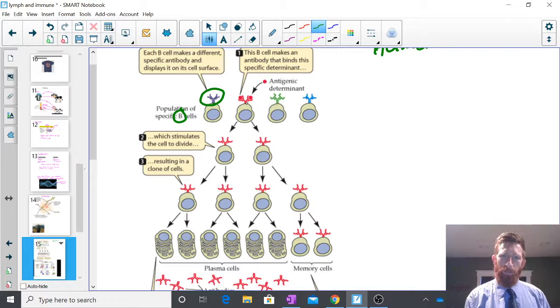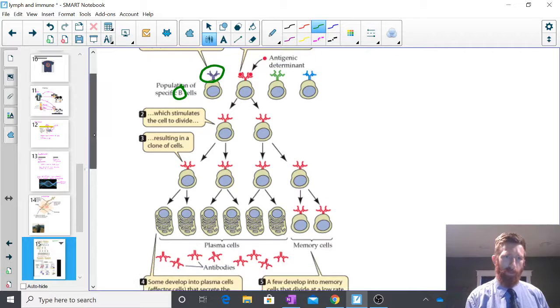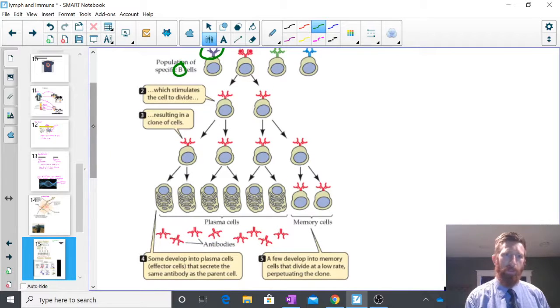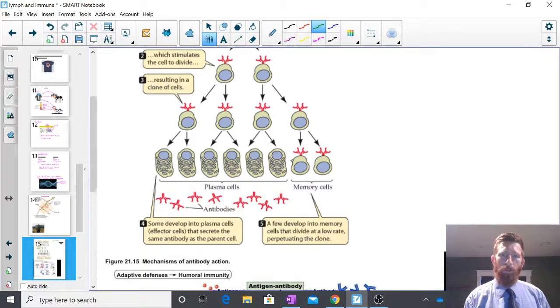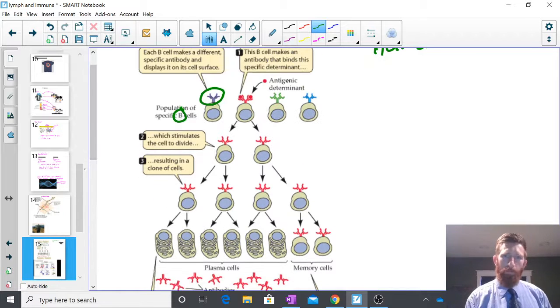So when this antibody interacts with this antigen, that stimulates the cell to divide, and it's called clonal division because it clones itself basically, and it divides like crazy, and it'll make two kinds of cells. It'll make the plasma cells. The plasma cells, their only job is to just crank out antibodies, thousands and thousands and millions of these antibodies that are specific to this antigen right here.